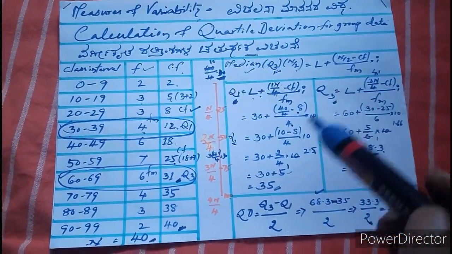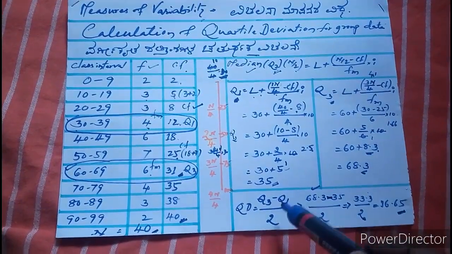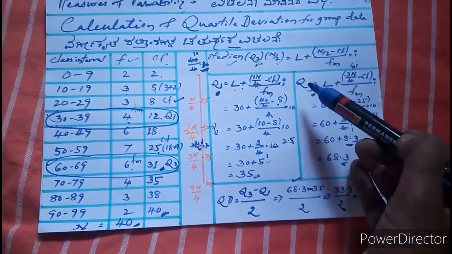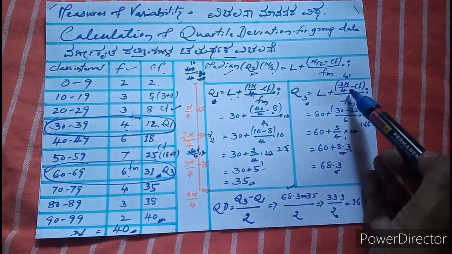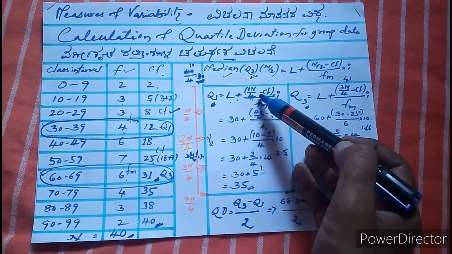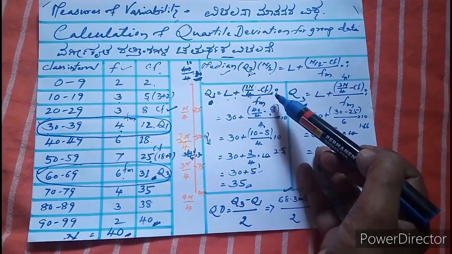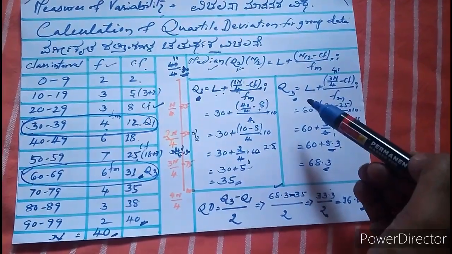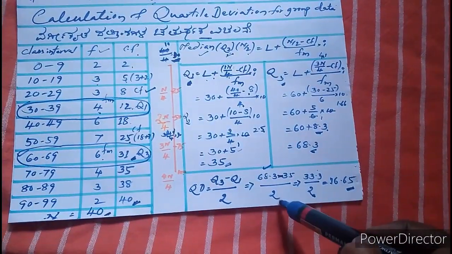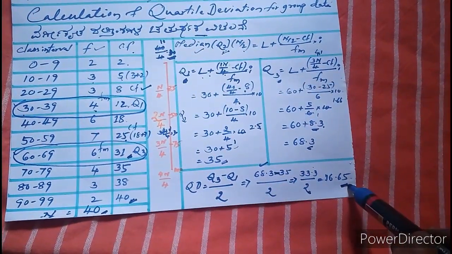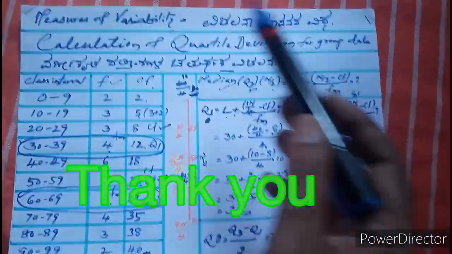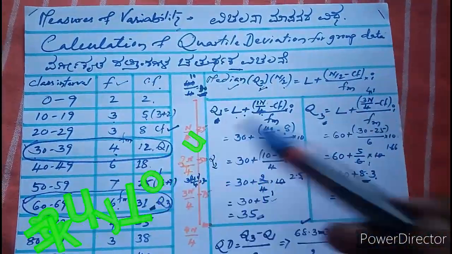While finding the quartile deviation, Q3 minus Q1 divided by 2 is important. Q3 is L plus 3n by 4 minus Cf divided by Fm into I. Q1 is L plus n by 4 minus Cf divided by Fm into I. Find all these values as you did in the median, fill the values here and find the quartile deviation. This is the finding of quartile deviation for the grouped data. Thank you.